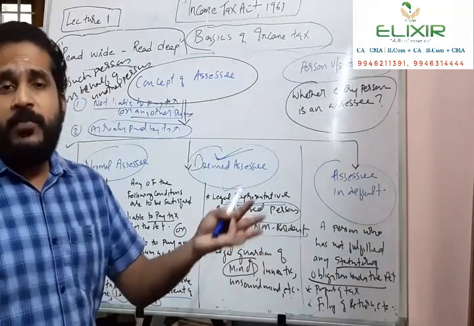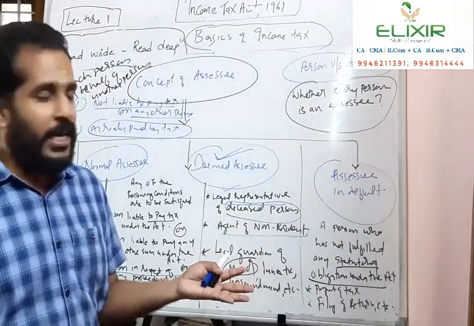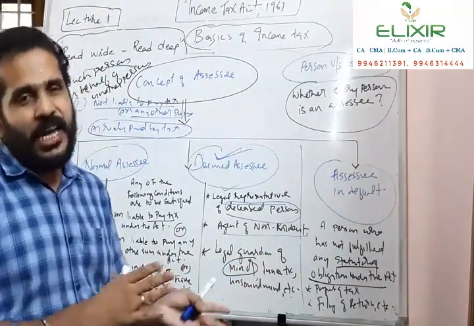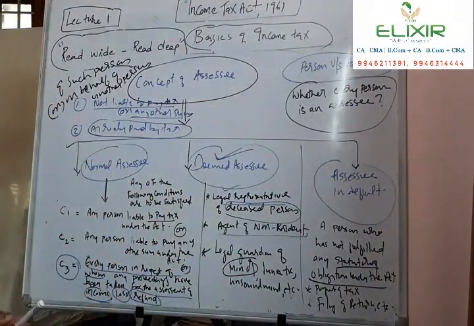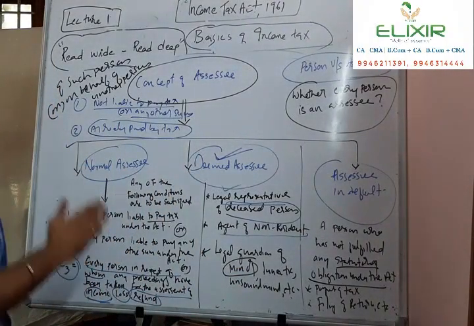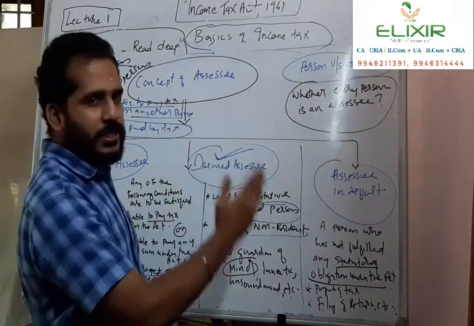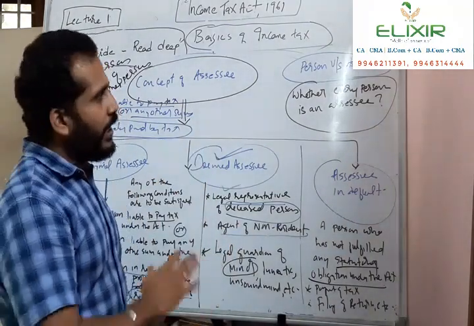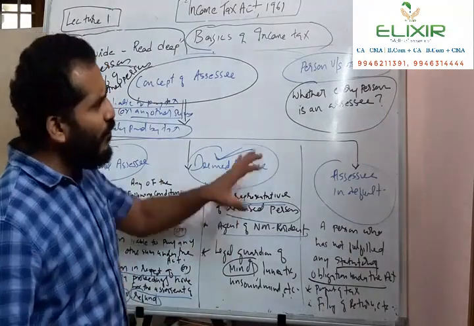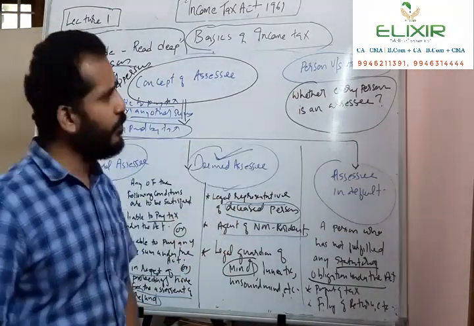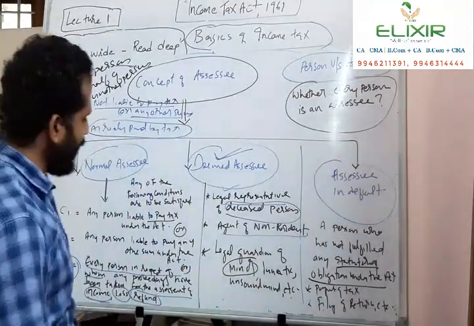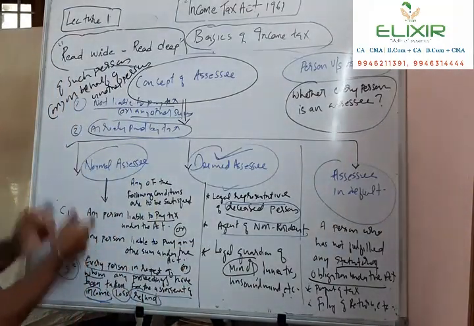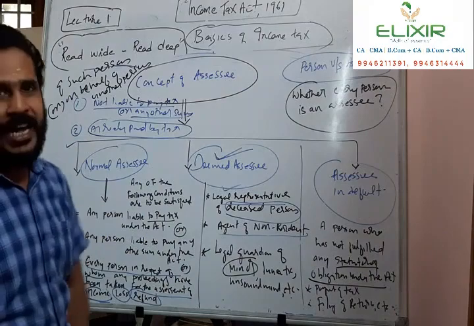Filing of return: if he has not filed any income tax returns, he is called an assessee in default. So these are the three categories of the term assessee: normal assessee, deemed assessee, and assessee in default. In that case, is every person an assessee? Definitely every assessee is a person, because the term assessee starts from the term person: any person, every person, a person.